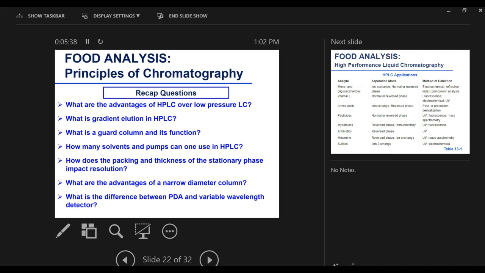Exactly. So the PDA gives you a scan of absorption over a range of wavelengths, whereas the variable wavelength detector measures absorption at a selected wavelength, a maximum of 2 wavelengths that you can select. So one gives you better or more identification power because of that fingerprint that it gives you. The other one is mostly for routine work. Once you know what your lambda max is, then you would select the wavelength and use it mostly for quantification of the routine type of work.